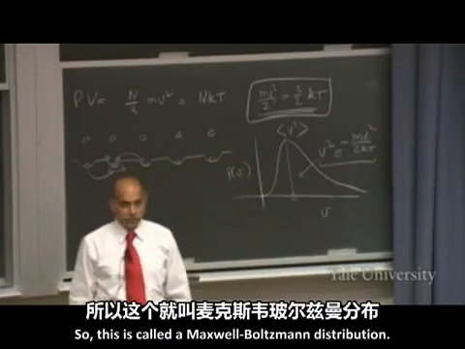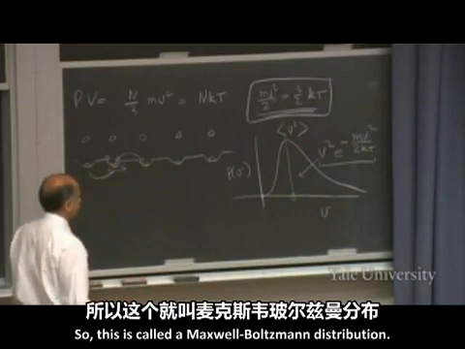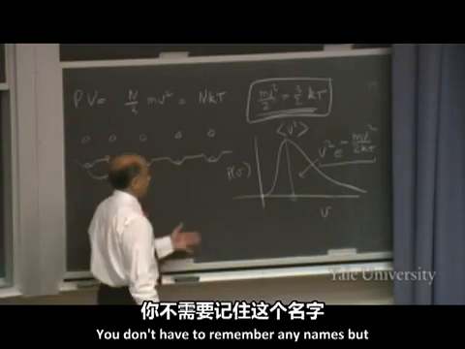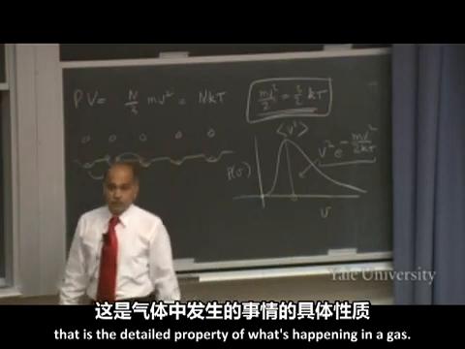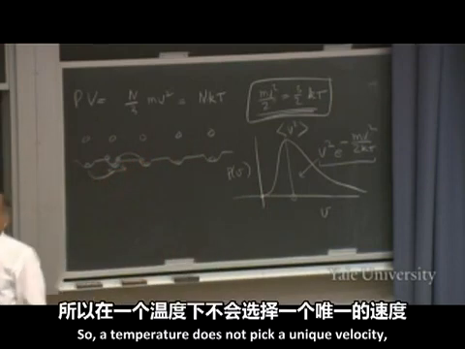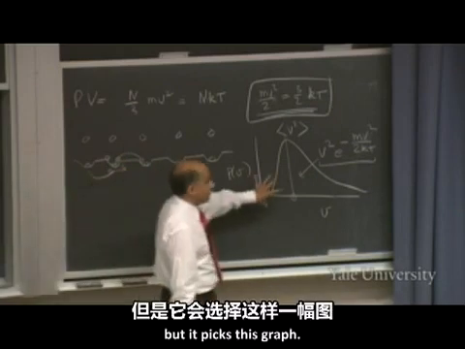So this is called the Maxwell-Boltzmann distribution. You don't have to remember any names, but that is the detailed property of what's happening in a gas. So a temperature does not pick a unique velocity, but it picks this graph.